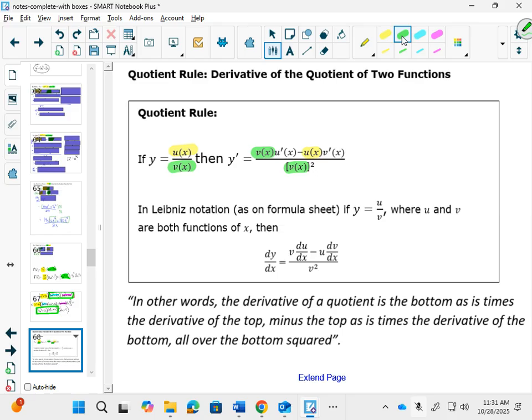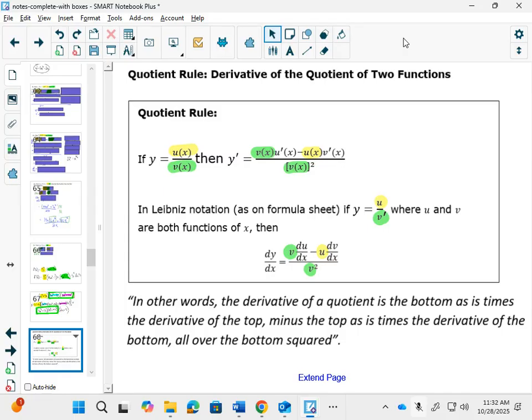The same thing in Leibniz notation. You have a function on the top, you have a function on the bottom. You keep the bottom function the same, multiply by the derivative of the top. Then you keep the top function the same, multiply by the derivative of the bottom, over the bottom squared. But very important in the quotient rule that we start with keeping the bottom the same.